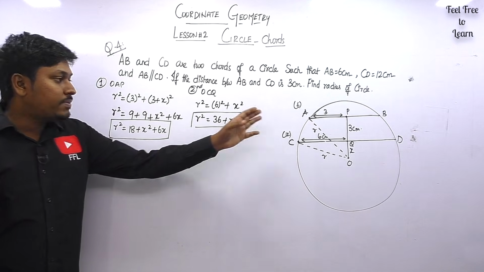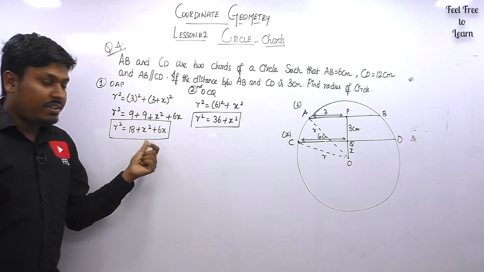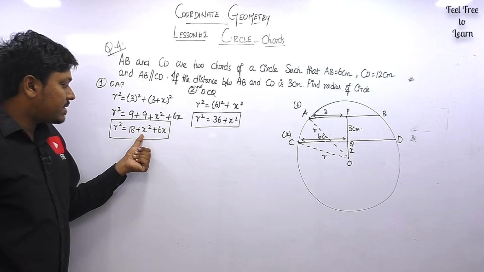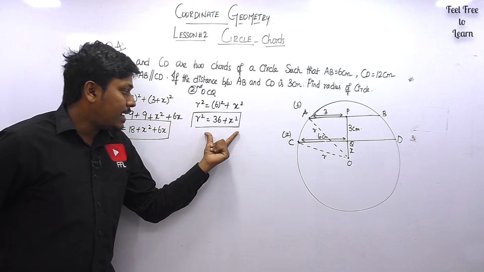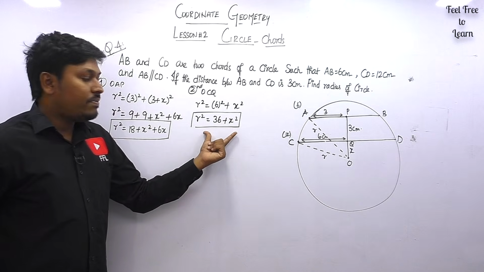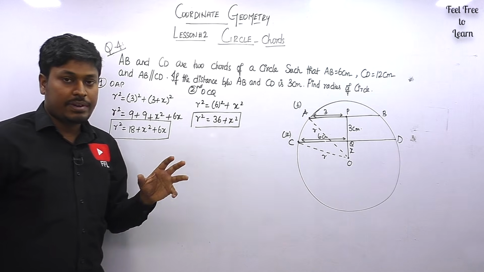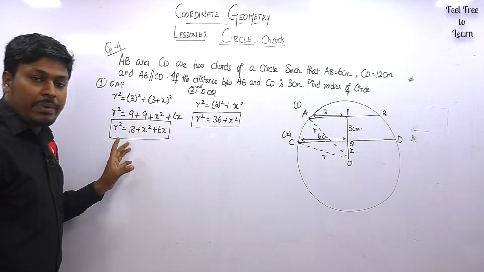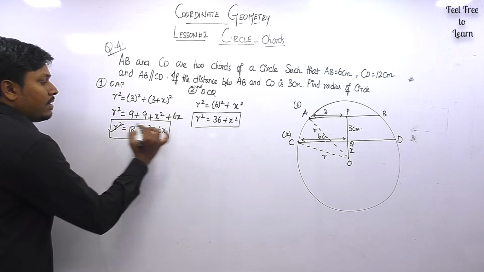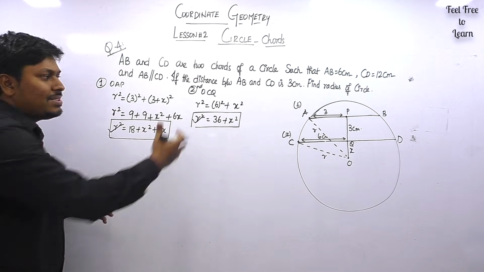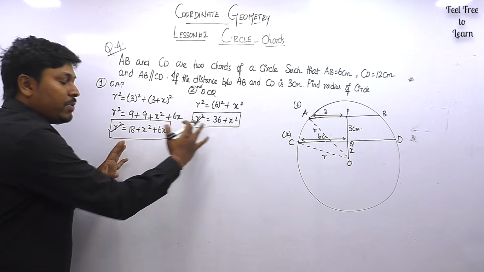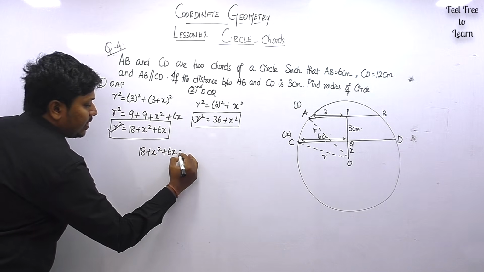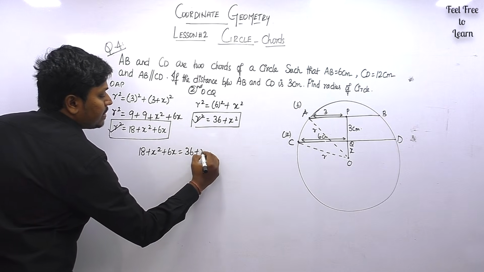Friends, got it? By using the first chord and applying the Pythagoras theorem, we framed the equation R square is equal to 18 plus X square plus 6X. By using the second right angle triangle, the second chord, we framed R square is equal to 36 plus X square. We know that for a circle the radius will always be common, right? So let me equate both the equations, because this R square and this R square will always be the same, since it's a circle and the radius is common. So we can say 18 plus X square plus 6X is equal to 36 plus X square. Got it, friends?